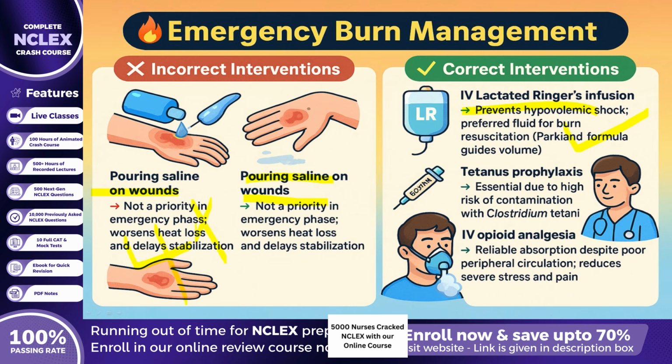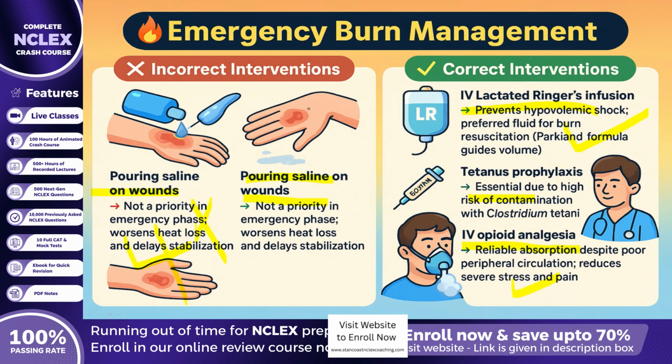Continuing with option 5, providing intravenous opioid analgesics is also correct. Severe burn pain triggers a massive stress response, and intravenous administration ensures reliable absorption when peripheral perfusion is compromised. Adequate pain control not only reduces suffering, but also allows the client to tolerate further procedures such as intubation or wound care.